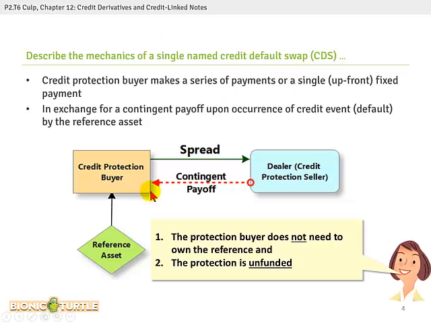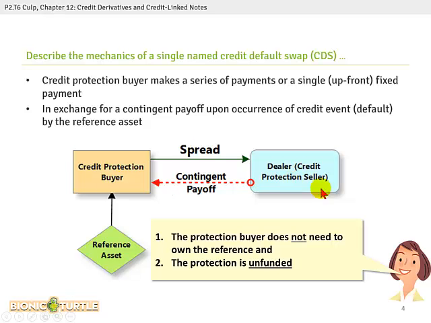Single-named means that there's just a single reference asset as opposed to a basket. So the other kind of CDS would be a basket CDS. In the case of a single-name credit default swap, what we have is a bilateral derivatives contract, a credit derivatives contract between two counterparties. And so we have here on the one hand a credit protection buyer who is taking a position with a credit protection seller.